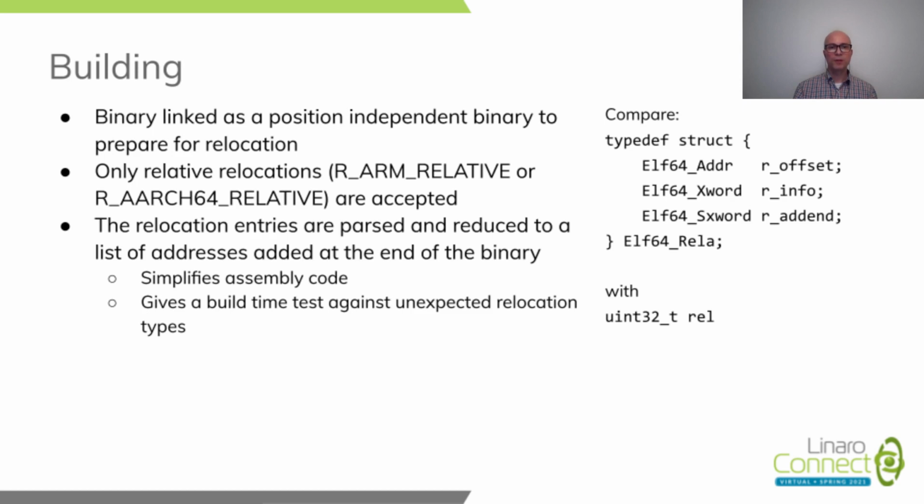We have a script that extracts the relocation entries from the ELF and converts them into an array of uint32s. This array is then appended to the tee.bin binary. This simplifies the assembly code involved when doing the relocation, since there will be no room for inconsistencies or unexpected kinds of relocation. Getting a build error while the script is converting the relocations is preferable over a runtime error during early boot, when even debug prints may not be available to help diagnosing the problem.